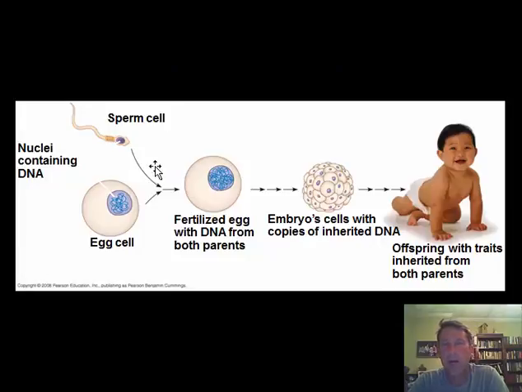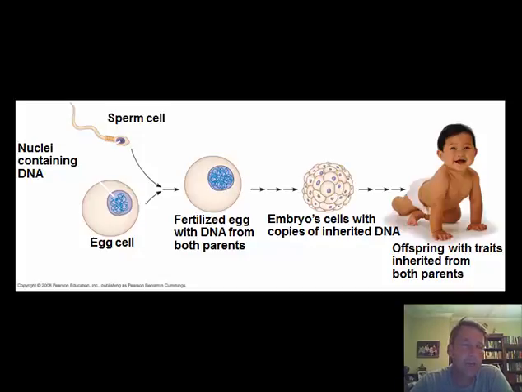So we have a combining of those genes that come from the father and the sperm and the egg and the mother. Those genetics are combined to form a fertilized egg, and they have a combination of genes in that offspring.